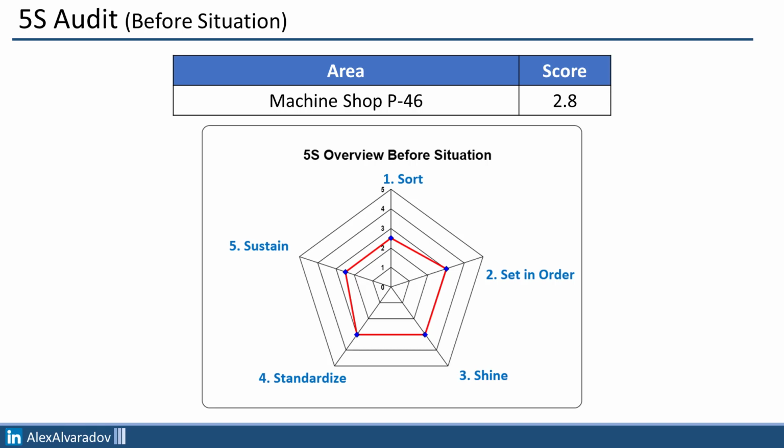Also, during the Gemba walk while recording, other team members conducted the 5S audit. And as you can see here in the before situation, the score is 2.8 on a scale of 5.